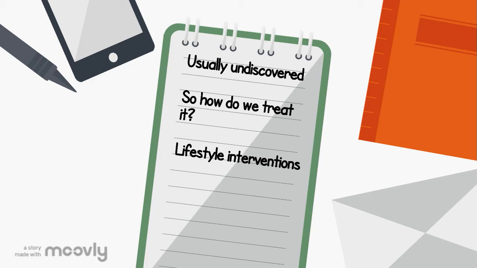So how do we treat it? Treatment for type 2 diabetes is not curative, but rather preventative of further complications. It requires early intervention in the form of lifestyle improvements to avoid glucotoxicity, lipotoxicity, and associated complications with the disease.